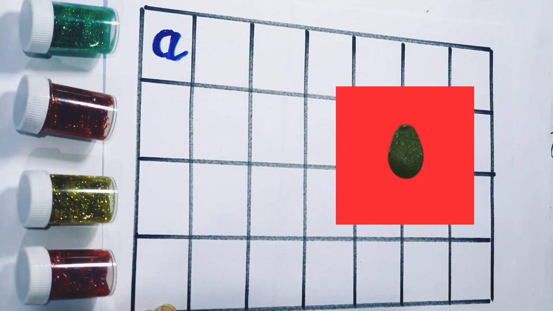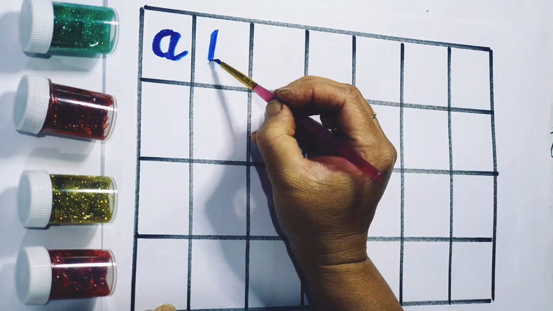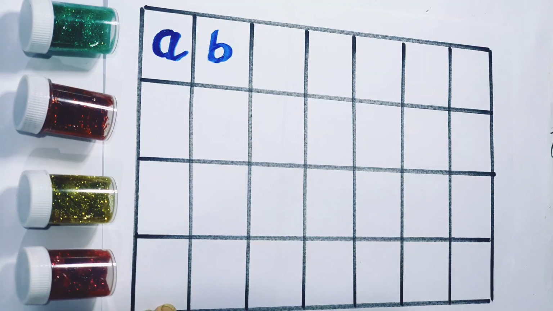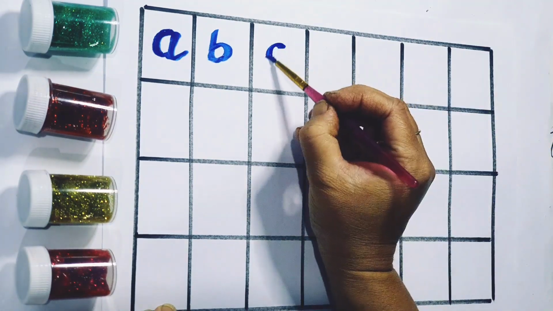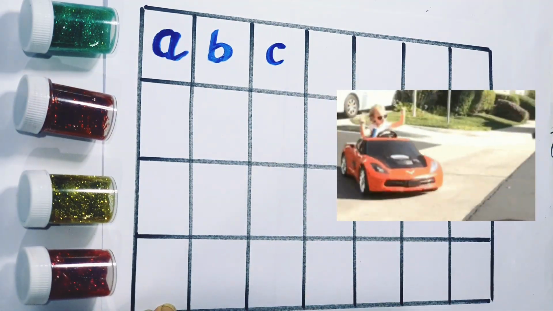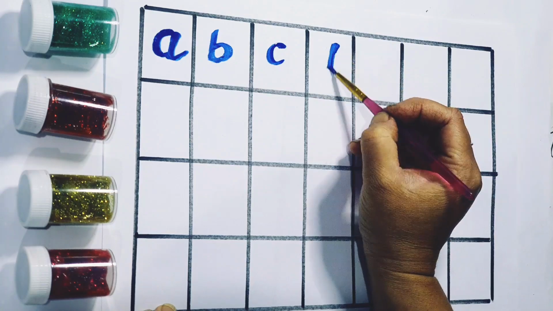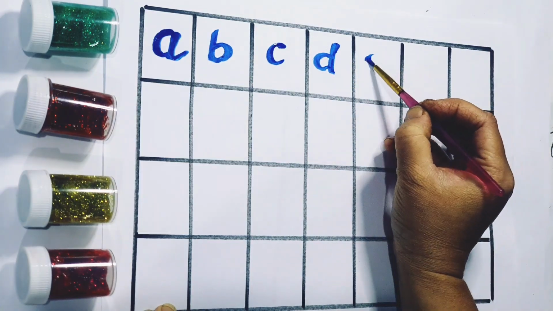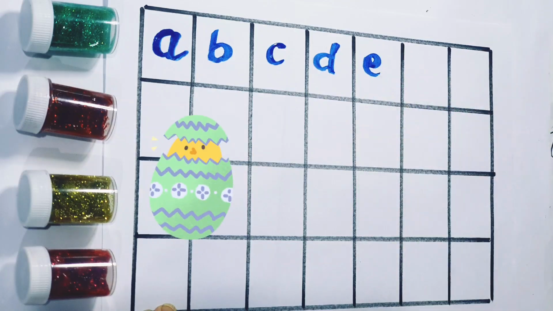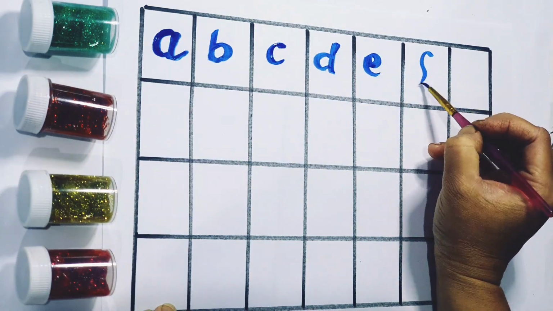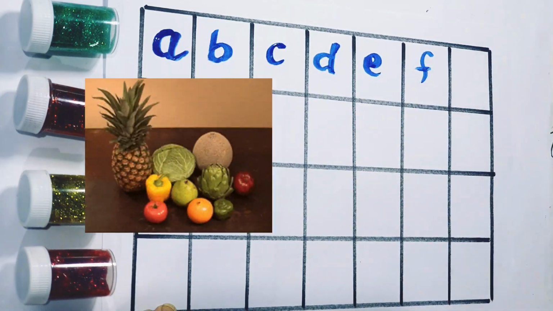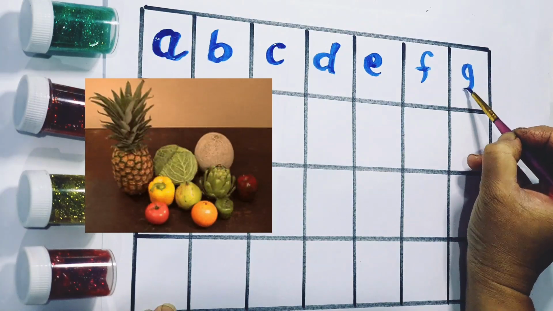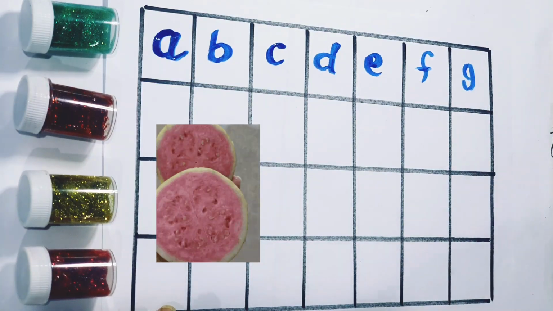A for avocado. B for bus. C for car. D for donut. E for egg. F for fruits. G for guava.